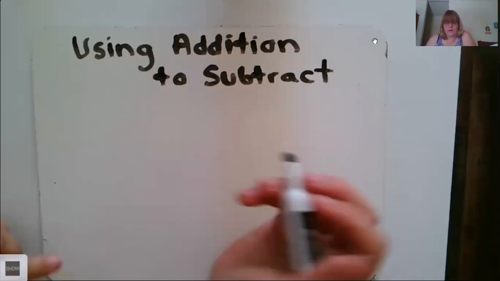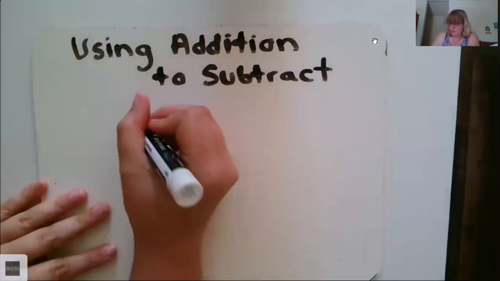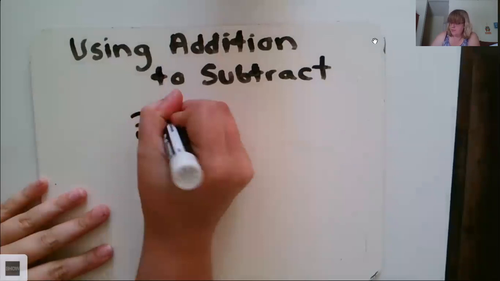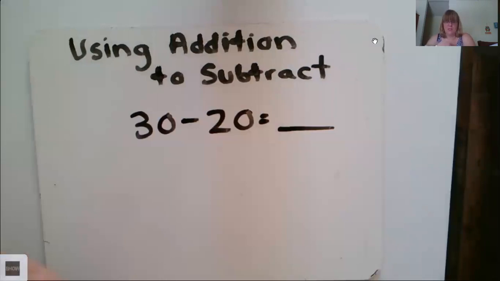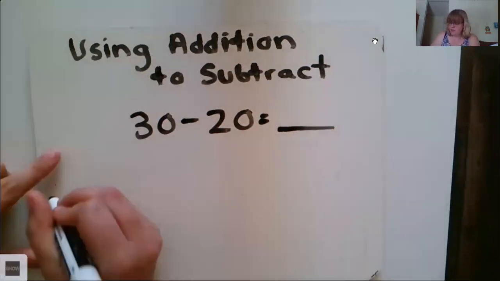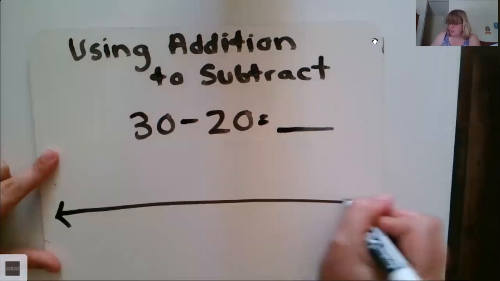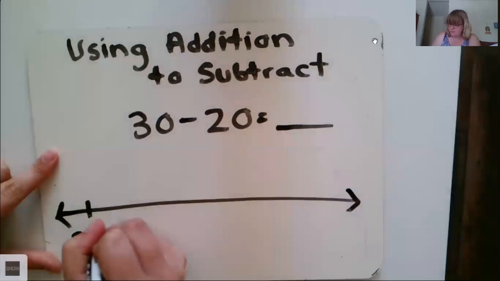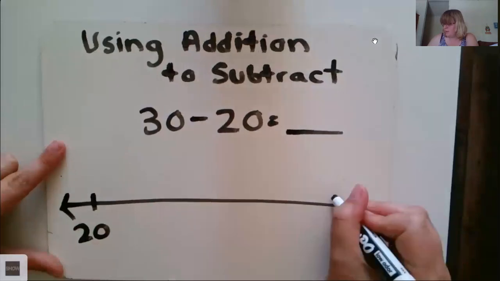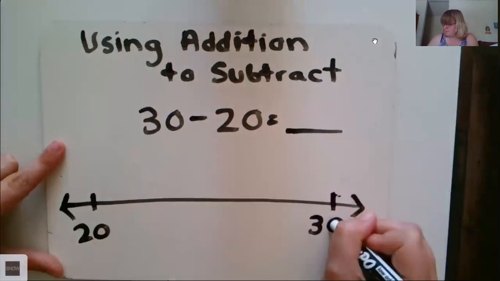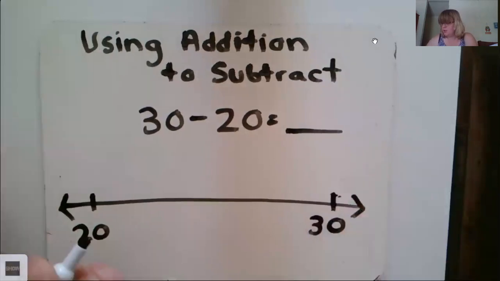So we're going to start off thinking about the problem 30 minus 20. And we want to find the answer. Now we're going to use a number line to help us figure out how far apart these numbers are. So I'm going to draw my number line, and I'm going to put 20, my smaller number, at the beginning of the number line, and I'm going to put 30, my bigger number, at the end of the number line.